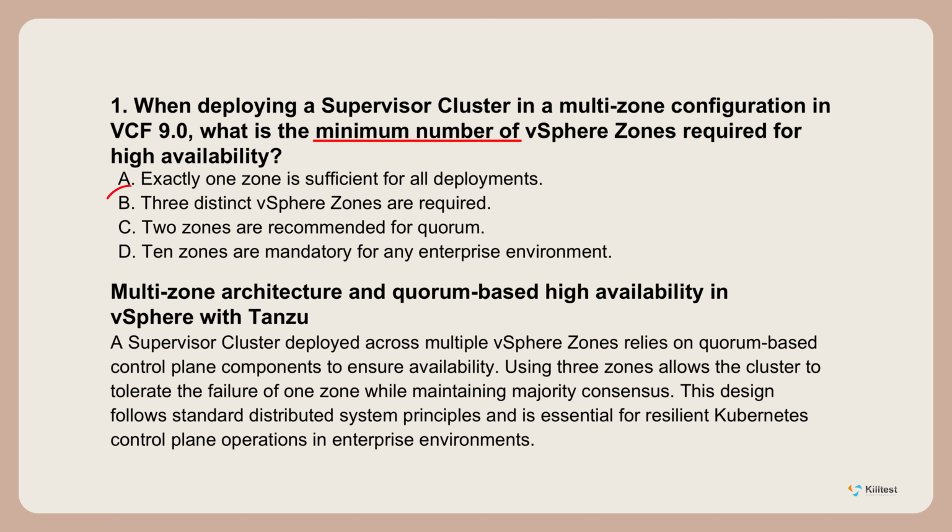So 3 is the magic number. 3 is the magic number. It lets the system tolerate the complete loss of one zone because the remaining 2 still constitute a majority. 2 out of 3, that's the design foundation that keeps everything running. It's just the cost of entry for real HA. That structural resilience makes perfect sense.